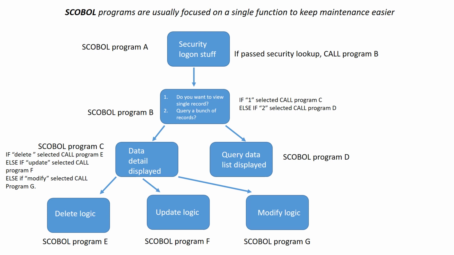For instance, you can have SCOBOL program A, which only does logon stuff. SCOBOL program B, which you can call program C if you want to go select a single record, or maybe you want to get a whole bunch of records back, you can call program D. So program C gets executed, and you can say, well, if they select delete, then I want to call SCOBOL program E. If they want to do an update, I can call program F. If they want to do a modify, I can call program G, and on and on.